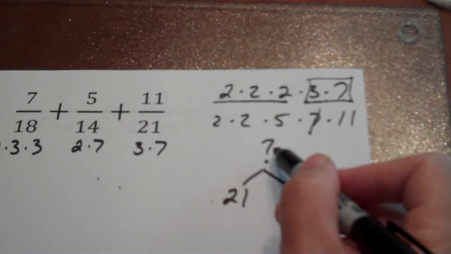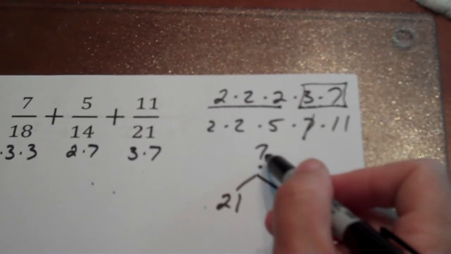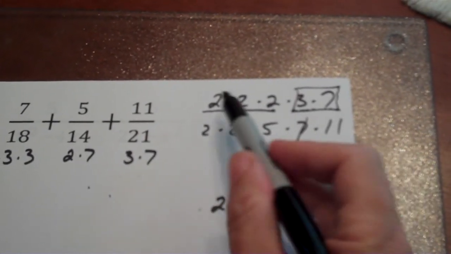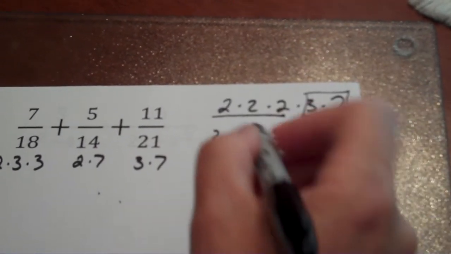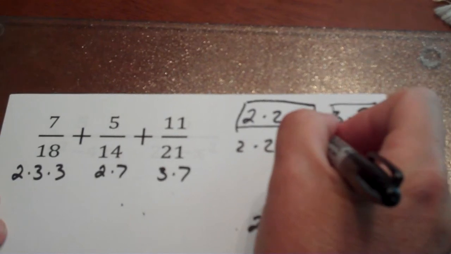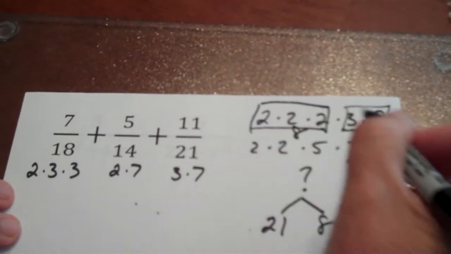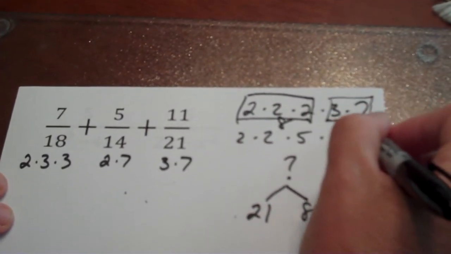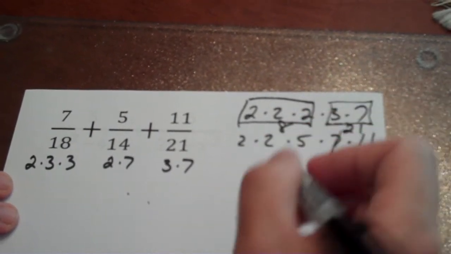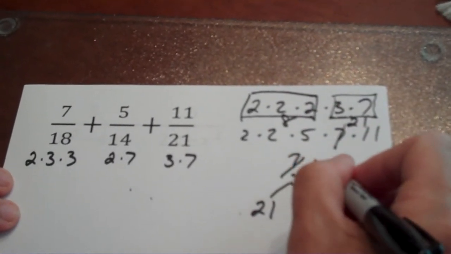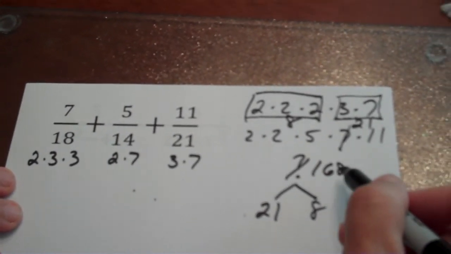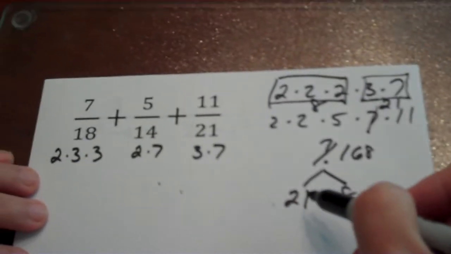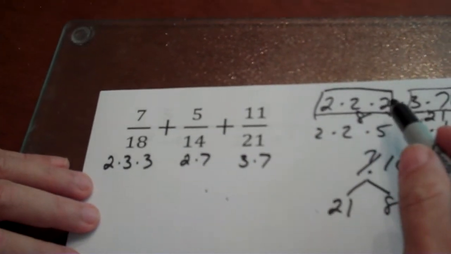I still don't know what this number is, but I know for sure how many times 21 divides into it. 2 times 2 times 2 is 8. And I know that if I multiply these factors together, I get an 8. If I multiply those ones together, I get a 21. And 8 times 21 is 168. But you didn't even have to know that to know how many times 21 went in. It's always the leftover factors.